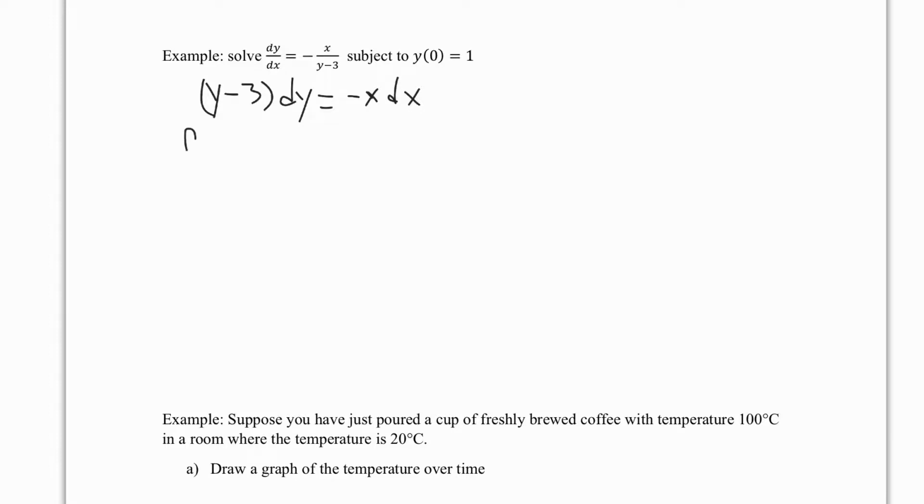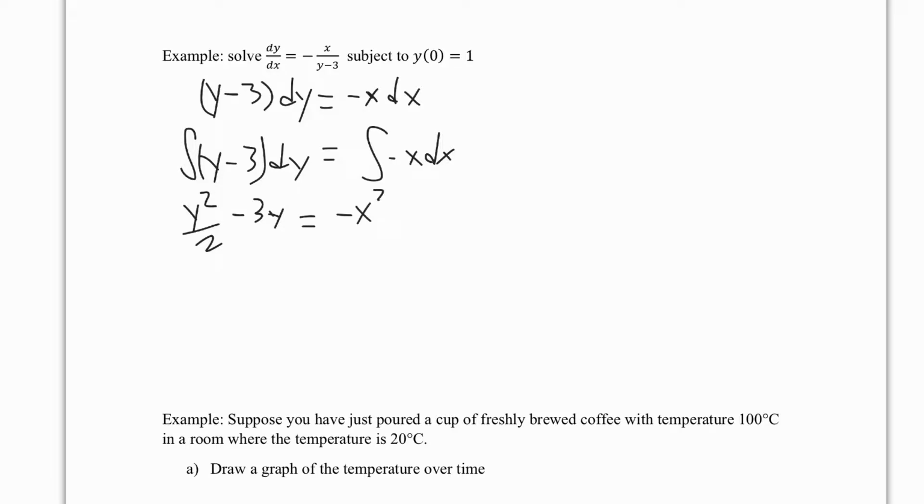So we can do the integral. The integral of y minus 3 dy equals the integral of minus x dx. So y squared over 2 minus 3y equals negative x squared over 2 plus c. Now it's nice to clear that 2 out of the way, so I'd have y squared minus 6y equals negative x squared plus 2c.